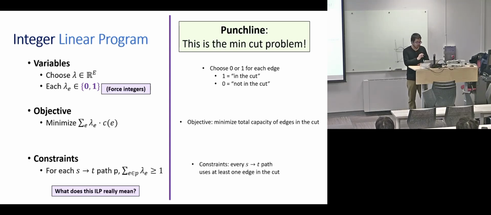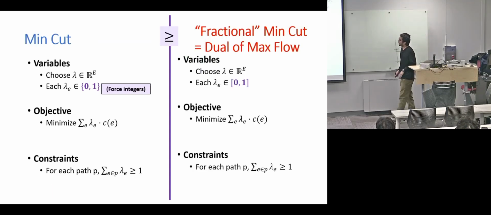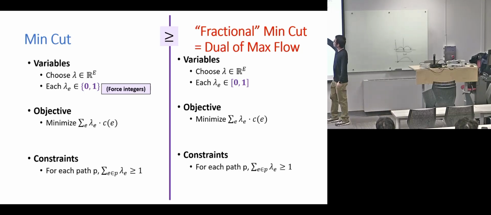Okay, but it's not really the same problem, because we force integral variables. But we know that when you don't force integrality, and I call this fractional min cut, which is the dual that we have, the objective of this one is going to be at most the objective of this. Why? Because it's the same constraint, the same objective, except that the search space is more relaxed. So we try to minimize in the bigger search space.